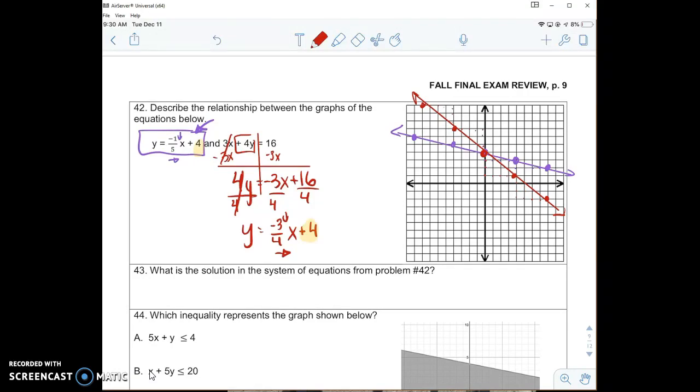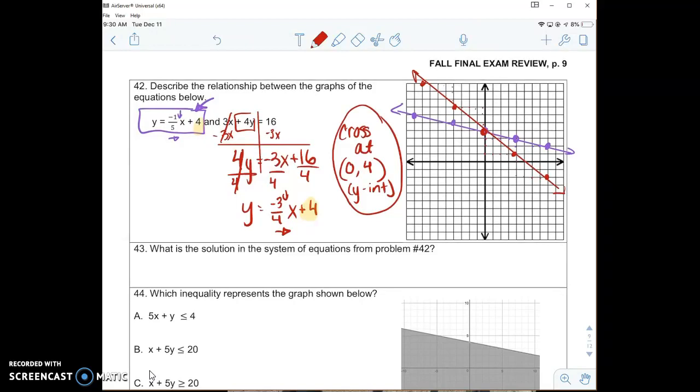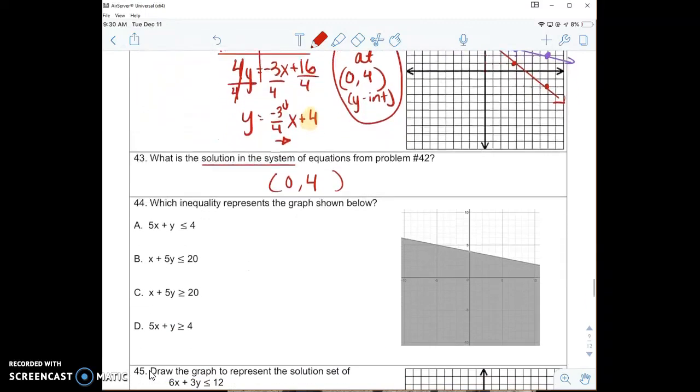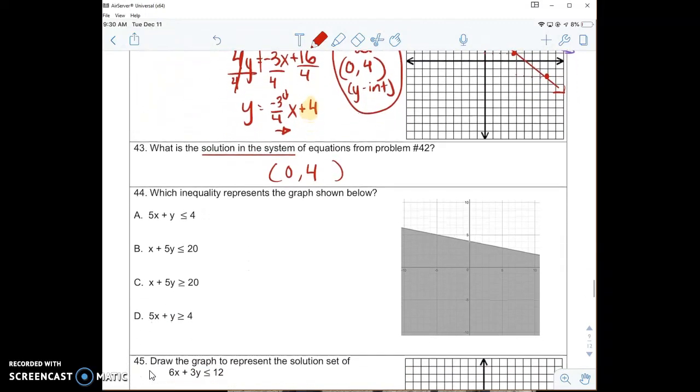Describing the relationship, I could say that these graphs cross at the point 0, 4 at the y-intercept. What is the solution to the system of the equations from problem number 42? Remember, the solution for a system is where the two lines cross, so we would say our solution is the ordered pair 0, 4.